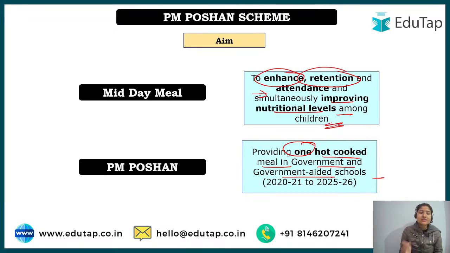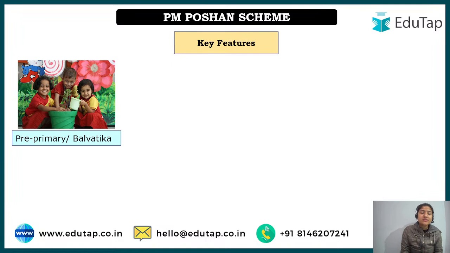So similarly, this scheme was launched in 2021, and currently it is still 25-26 only. At that period, it was expected that it will be extended, but currently it is still 25-26. Okay, key features. These are the basic key features that we already know under the midday meal scheme, that food will be provided, right?